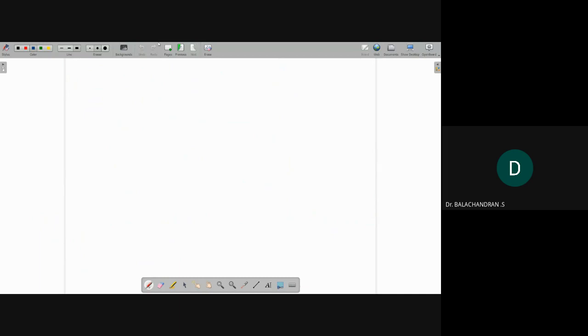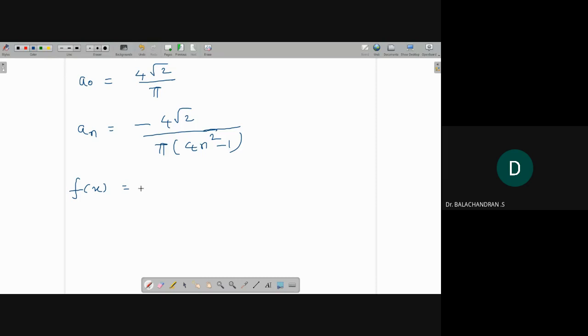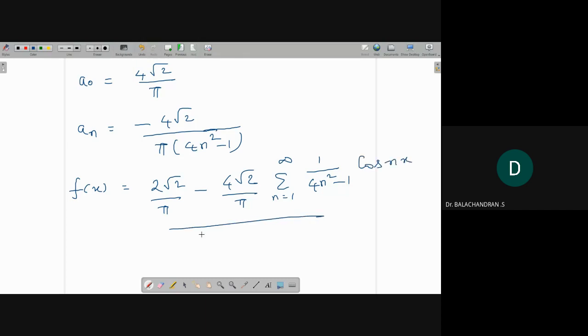Okay, so I will just give you the values, a naught value and a n value. a naught equal to 4 root 2 by pi, and a n is minus 4 root 2 divided by pi into 4n square minus 1. And the final answer, f of x is equal to 2 root 2 by pi minus 4 root 2 by pi summation n equal to 1 to infinity 1 by 4n square minus 1 into cos nx. So please verify.